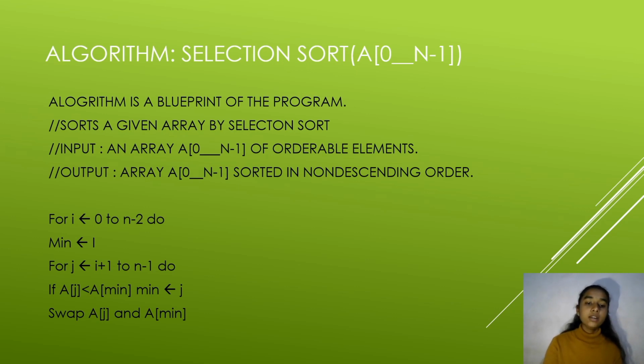For i equals 0 to n minus 2, do min equals i; for j equals i plus 1 to n minus 1, do if A of j is less than A of min, min equals j. Swap A of i and A of min.